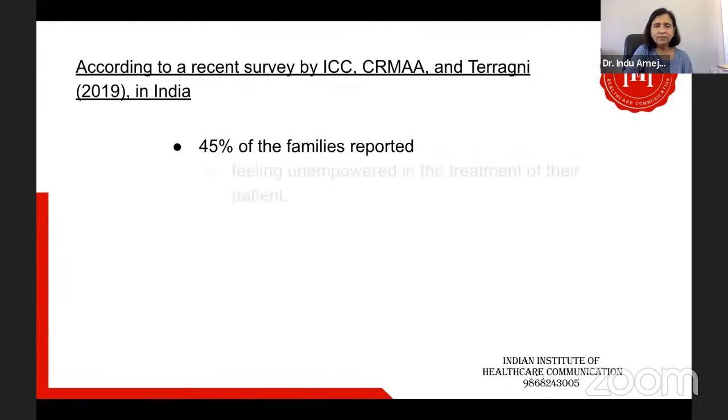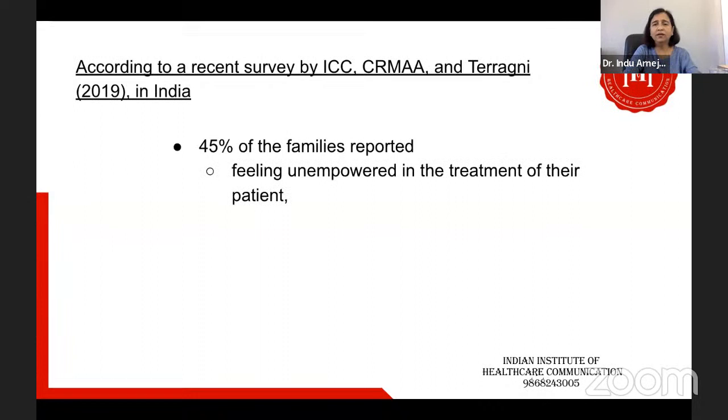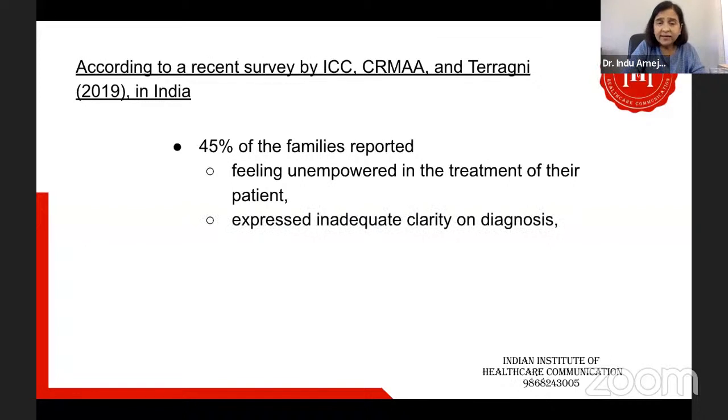45% of the families reported that they were not empowered in the treatment of the patient. They were feeling unempowered. Also, they expressed inadequate clarity on diagnosis, treatment, and the procedures. They also reported rushed consultation. They felt that they were not given enough time to talk about it.